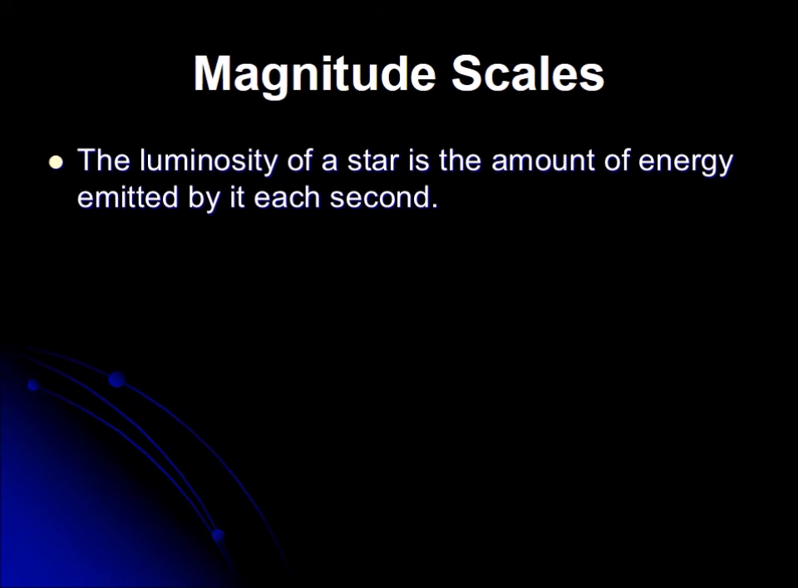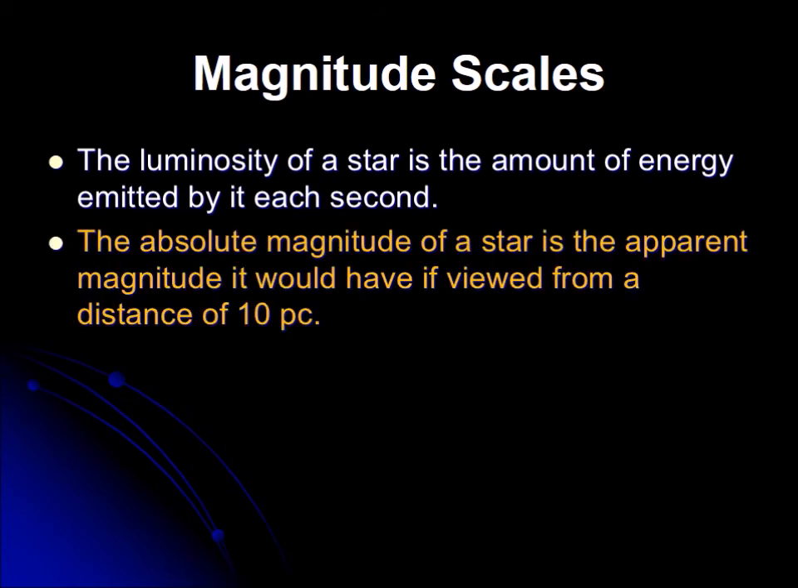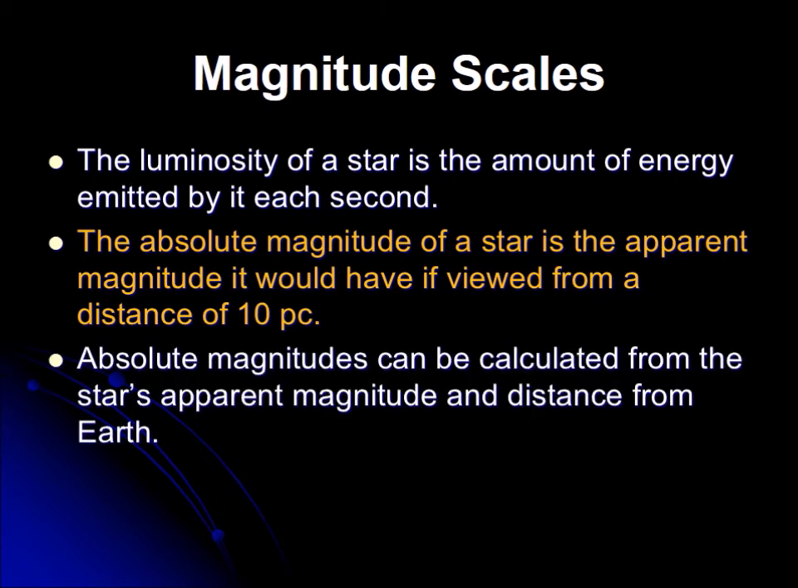Again, the luminosity of a star is the amount of energy emitted per second. The absolute magnitude of the star is the apparent magnitude that it would have if we were to place the star at 10 parsecs away from us. And the absolute magnitudes can be calculated from the apparent magnitudes, provided that we know the distance.